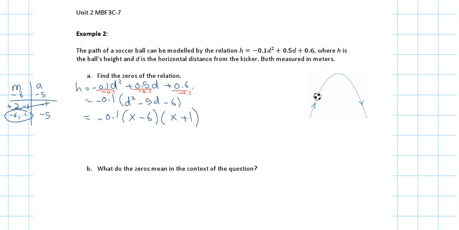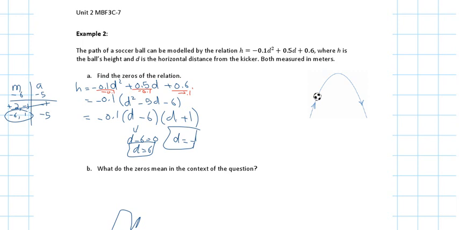Now, it's going to have to be d, sorry. You're right, it's going to have to be d. Okay. Now, what would be my zeros? 6 and negative 1. If I set d minus 6 equal to 0, bring the negative 6 over, so d equals 6, and if I set d plus 1 equal to 0, d equals negative 1.